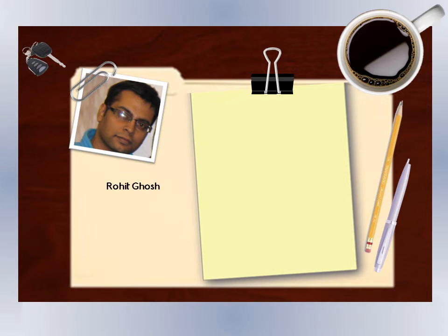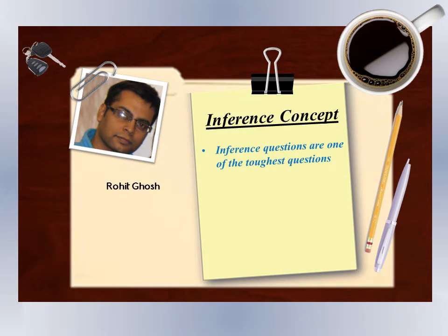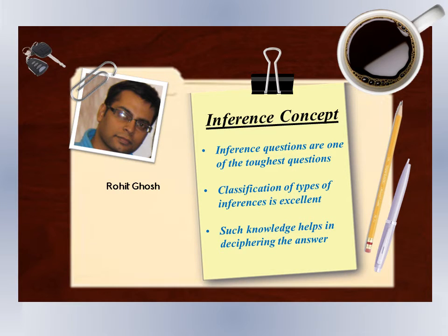I believe the inference concept file was the most useful for me. The reason being, obviously, inference questions are considered one of the toughest questions in RC. But the way it has been segregated, like you have said, inference can be one particular word or phrase, then extension of the passage, and then you talk about the combination. In combination, you talk about simple, generic to specific, and specific to general. That is very useful, I believe, because if you know what kind of inference we're talking about, life becomes simpler, at least in deciphering the answer. That is what I have felt.